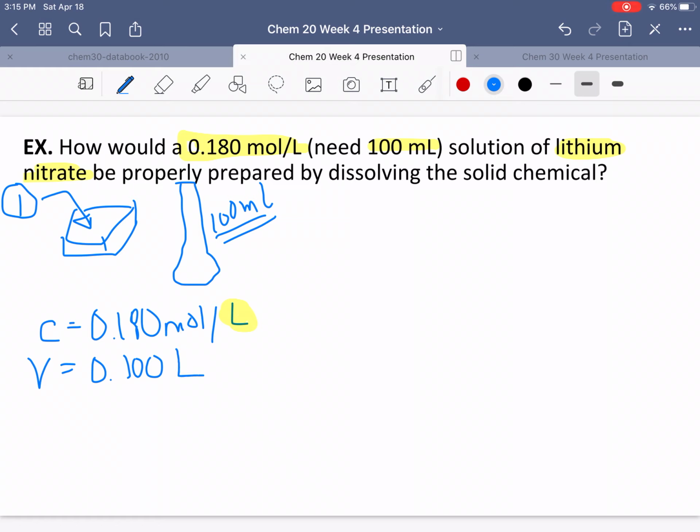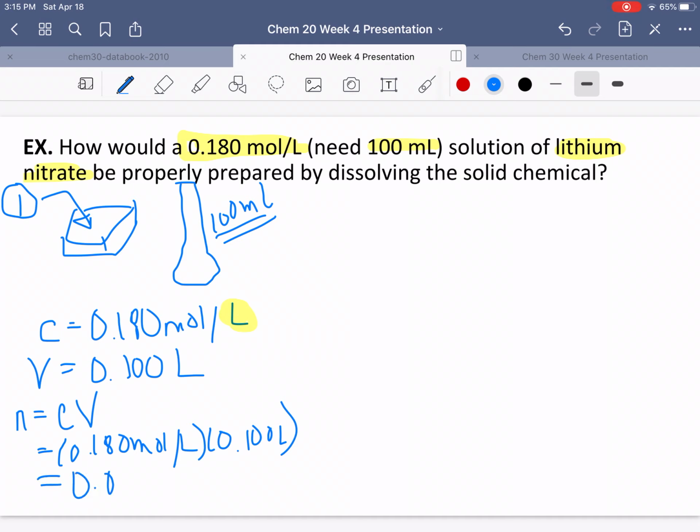What's the whole point of this? Well, it's actually really useful. If I've got C and I've got V, I have enough information to get the number of moles. That's huge. Once you have number of moles, I can figure out the mass. Okay, so let's do that calculation. C is equal to 0.180 moles per liter times the volume of 0.100 liters. Multiply those two things together, you get 0.0180 moles.